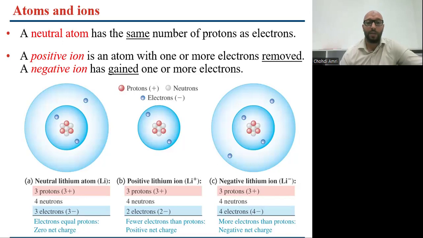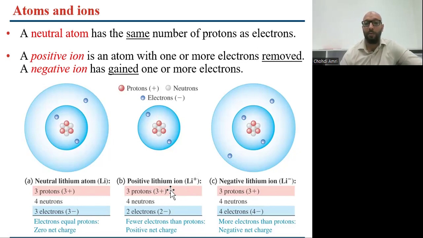We take an example of this. A neutral lithium atom has 3 protons, that means 3 positive charges, 4 neutrons, and 3 electrons. That means 3 negative charges. 3 positive charges plus 3 negative charges gives 0 in the charge. So the electrons equal protons, 0 net charge.